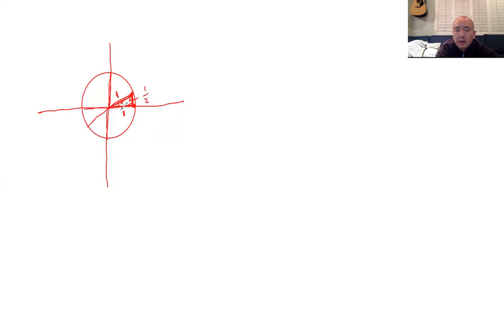Okay, and then this portion right here is, remember, √3 times whatever the short leg is. So this portion right here is going to be 1/2 times √3, which is also equal to √3 over 2. Okay, so this portion right here is √3 over 2. So now we ask, how do I get the cosine of 30 degrees?